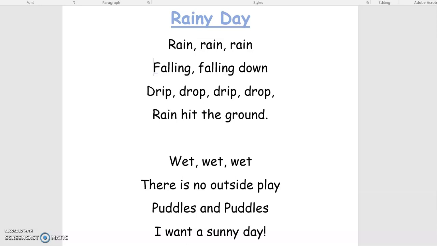All right, so hopefully you thought about the main idea, that it's about rain. Some of the key details is that it's falling, can't go outside, it's wet, there's puddles. So if I had to decide what would be the author's point here, what is the reason they wrote this poem, is to tell me that they are tired of the rain and that they are ready for some sun. So they're trying to prove that they don't want any more rain, they want it to be sunny.